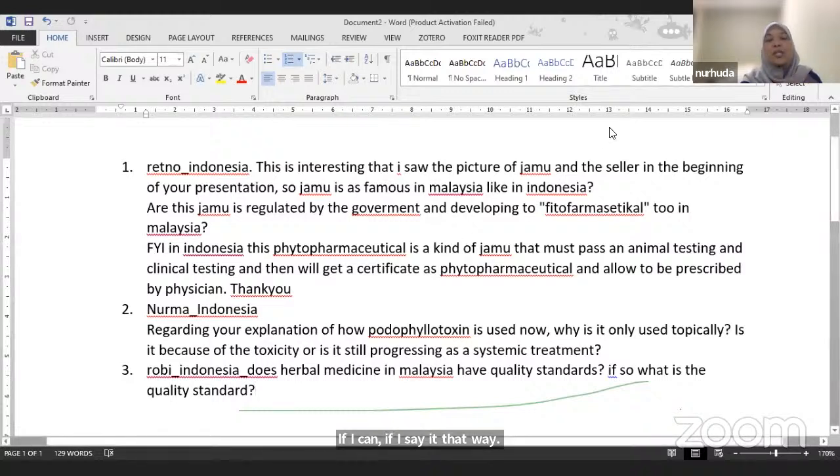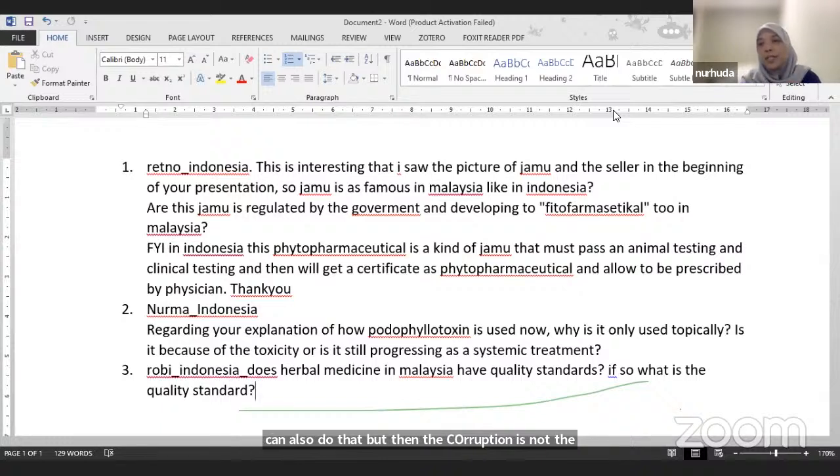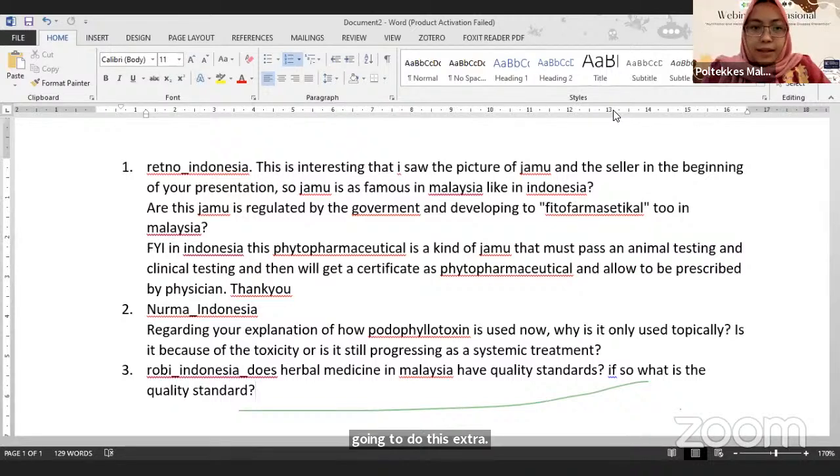Usually in the lab we use solvent to extract the chemicals, but using water you can also do that. But decoction is not considered as extraction. Decoction means you boil in water. It's not considered as extract. Okay, I think it's clear enough for Noya.